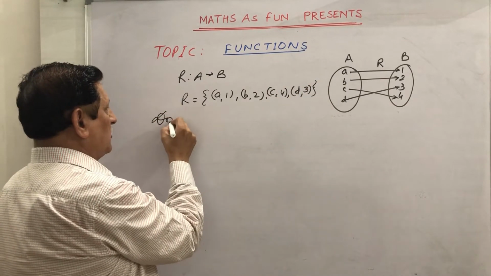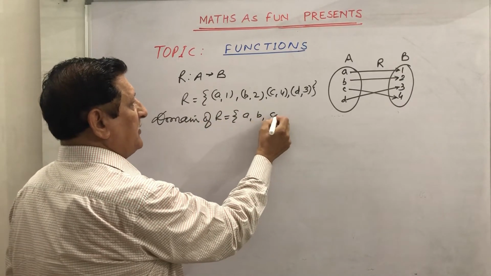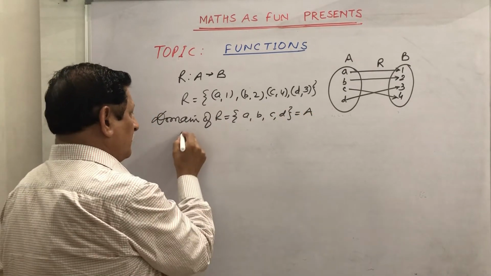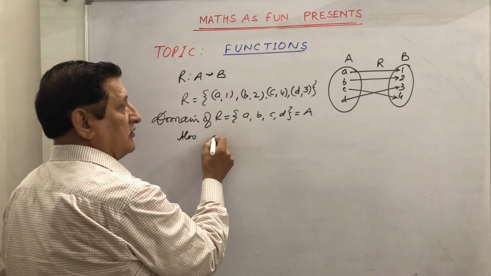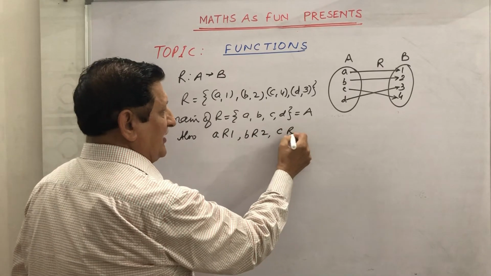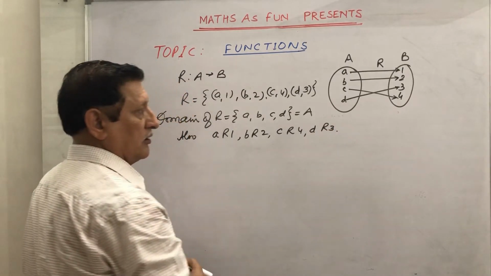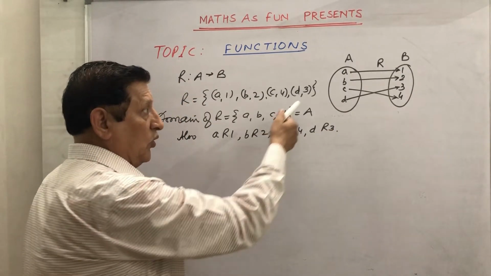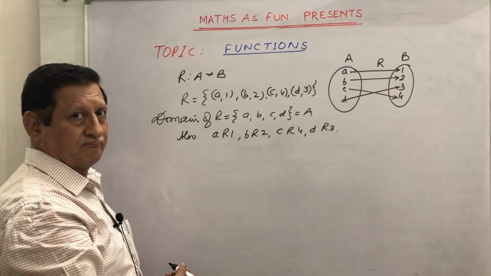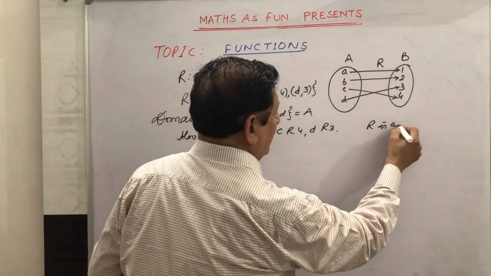It means if we find the relation R here, we find (a,1), (b,2), (c,4) and (d,3). So we are finding the domain of R, that is a, b, c, d, which is equal to A. Also we find that a is related to 1, b is related to 2, c is related to 4, d is related to 3. No element has more than one image in B. Then we say it is a function. So we say here R is a function.